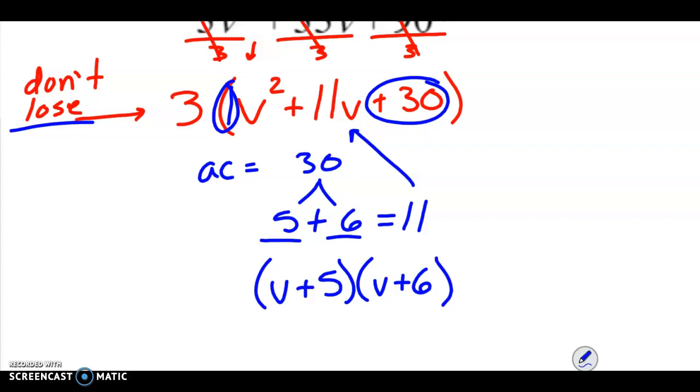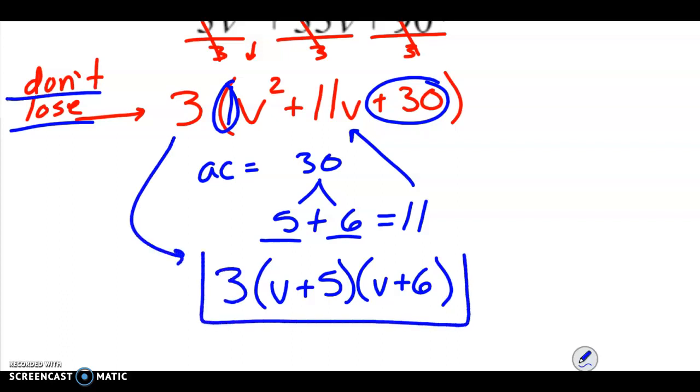Remember, don't lose the 3. That 3 is still up front as a part of your final answer when you fully factor it. And that would be your final answer.